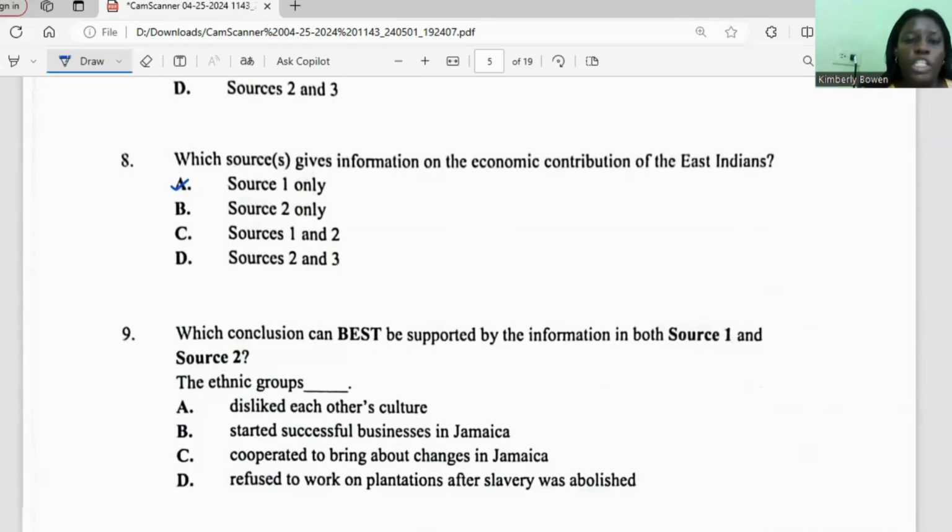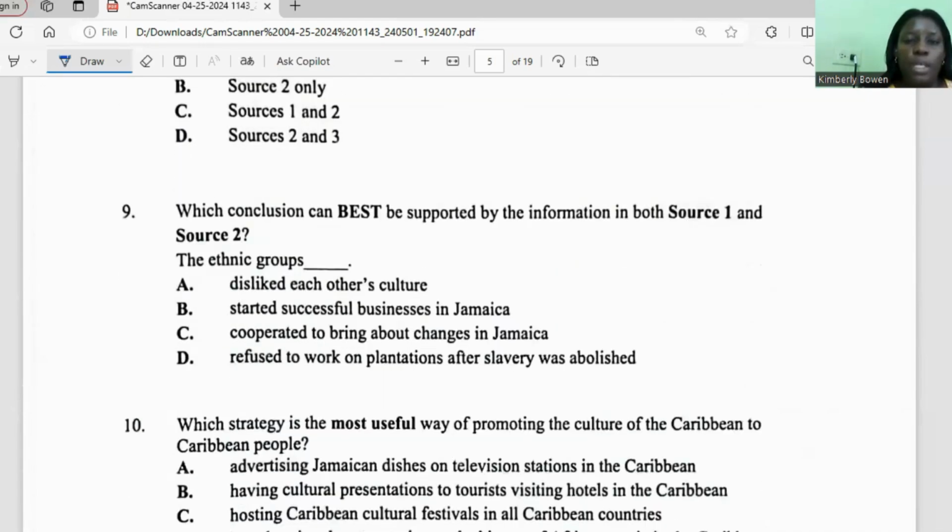All right. Which conclusion can best be supported by the information in source 1 and 2? The ethnic groups disliked each other's culture. The ethnic groups started successful businesses in Jamaica. The ethnic groups cooperated to bring about changes in Jamaica. The ethnic groups refused to work on plantation after slavery was abolished.